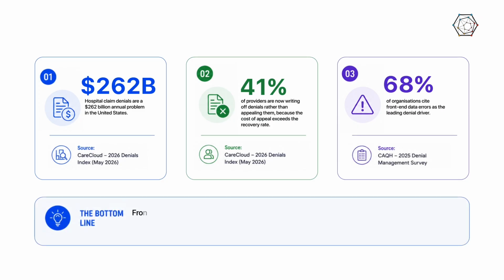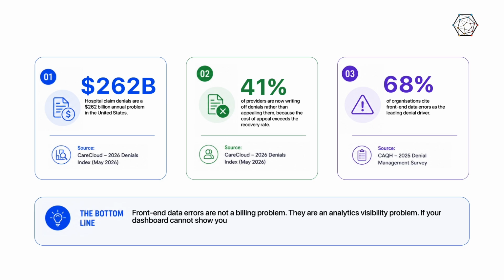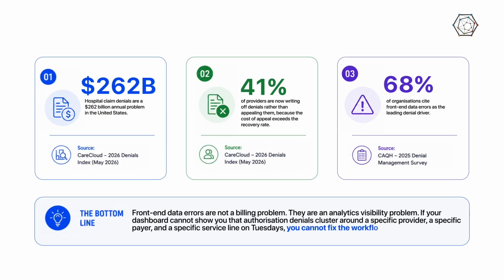Front-end data errors are not a billing problem. They are an analytics visibility problem. If your dashboard cannot show you that authorization denials cluster around a specific provider, a specific payer, and a specific service line on Tuesdays, you cannot fix the workflow that creates them.